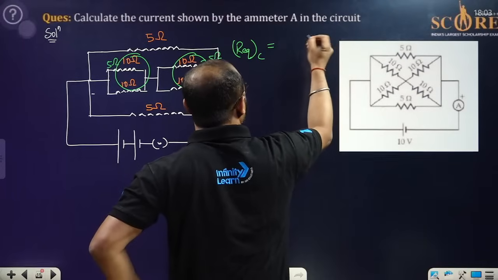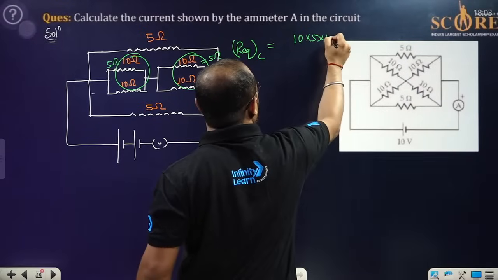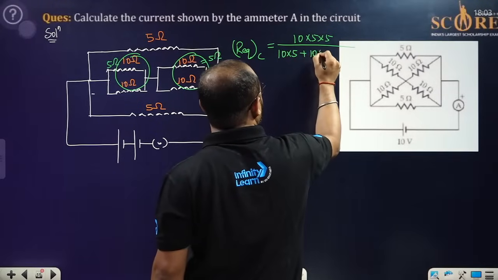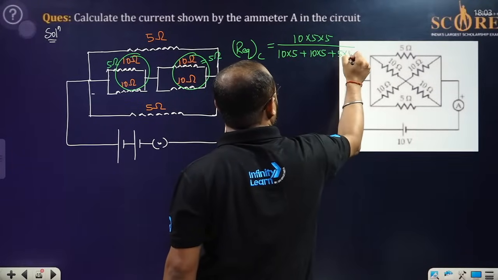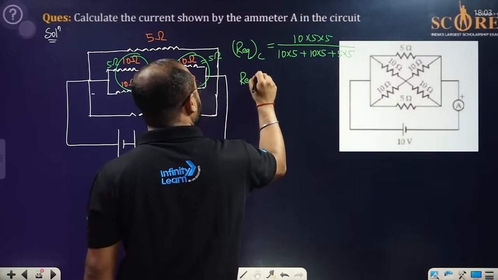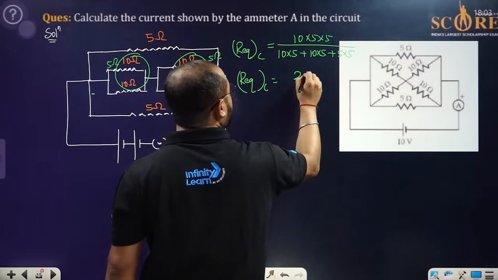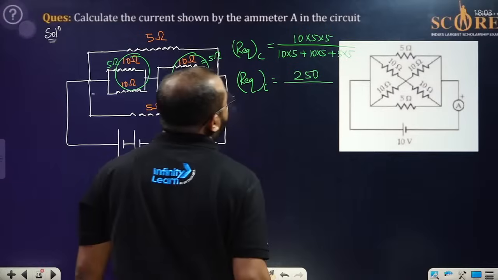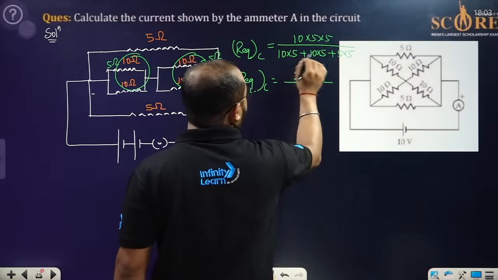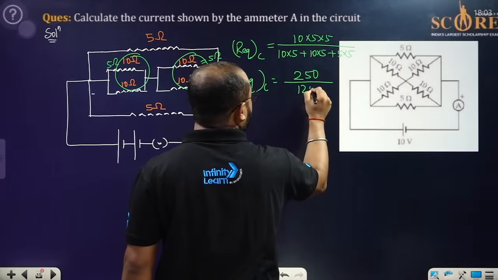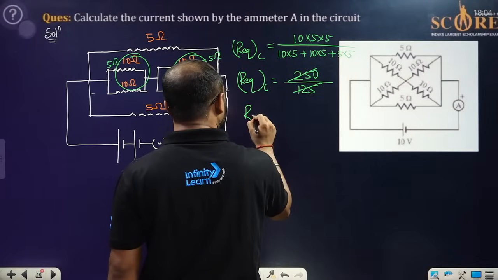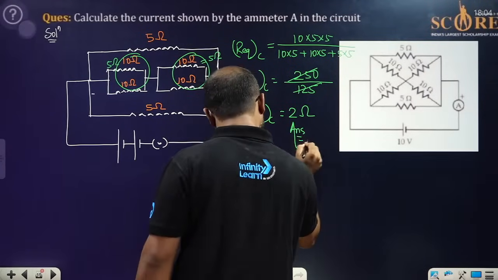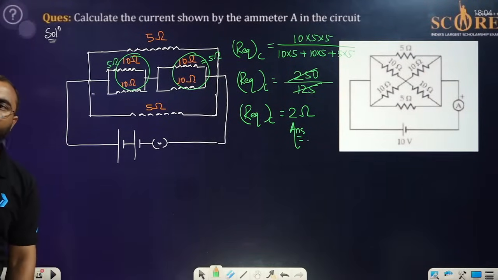That is R1 into R2 into R3, 10 multiplication of 5 multiplication of 5, divided by R1 into R2 plus R2 into R3 plus R1 into R3, that is 10 multiplication of 5 plus 10 multiplication of 5 plus 5 into 5. So the R equivalent for the entire circuit is coming out to be 250 upon 50 plus 50 plus 25, that is 125. Solve it. The R equivalent for the entire circuit is coming out to be 2 ohm.